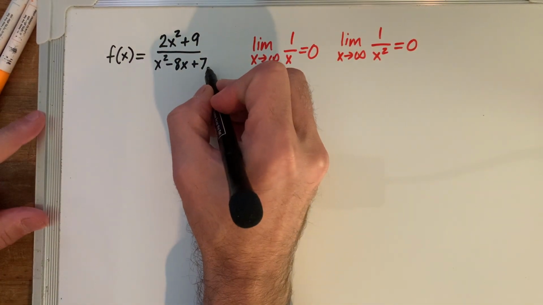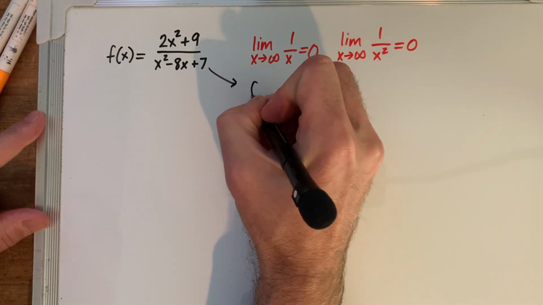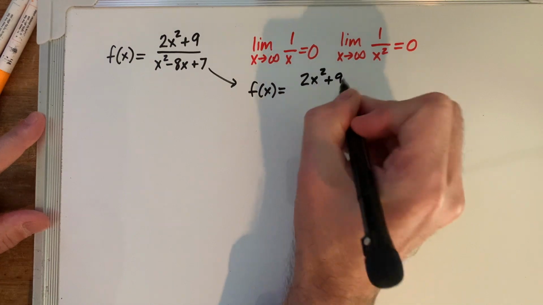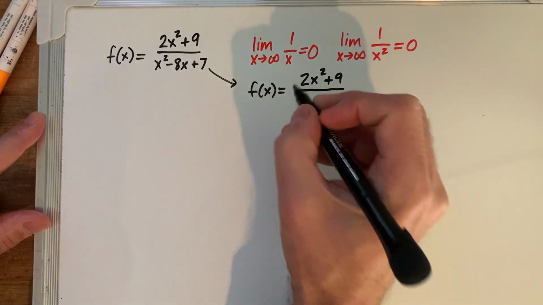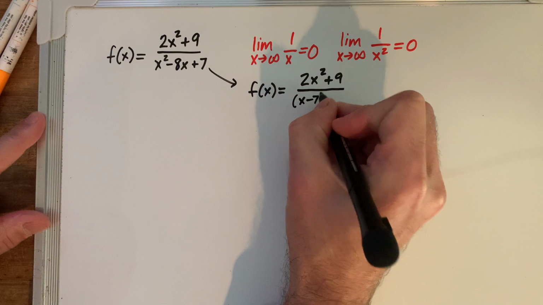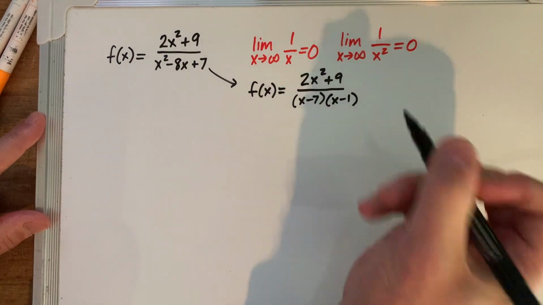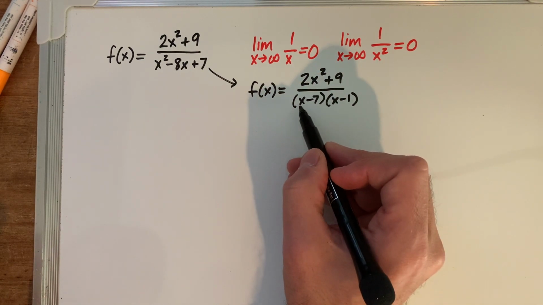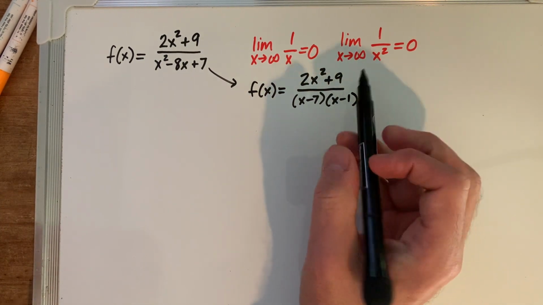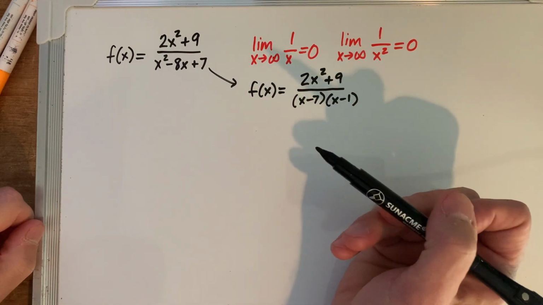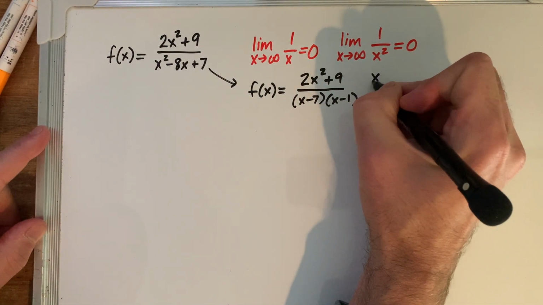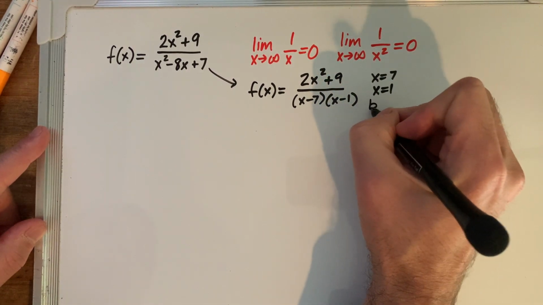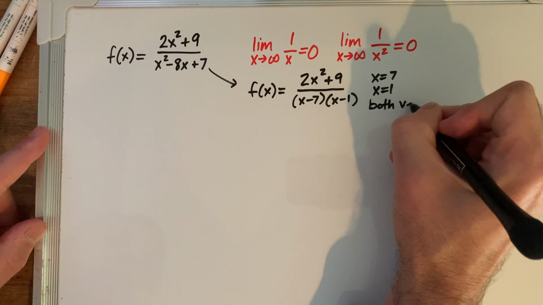Now, if we are talking here about vertical asymptotes, we want to do some factoring. There's no good way to factor the numerator here over the set of real numbers, but the denominator, we've got x minus 7 and x minus 1. So there are two values of x that would make the denominator 0. We've got x equals 7 and x equals 1. Neither of those factors would get canceled out by anything in the numerator. So we could declare here that x equals 7 and x equals 1 are both vertical asymptotes.